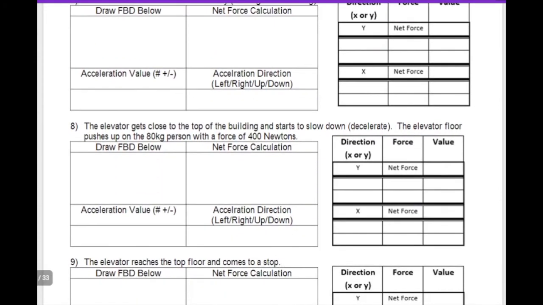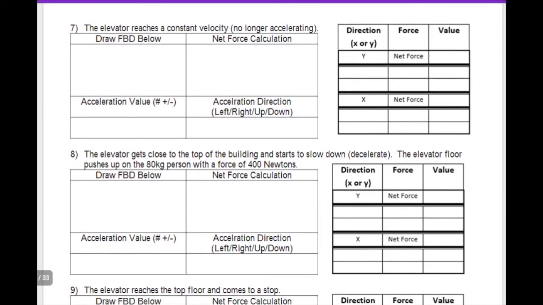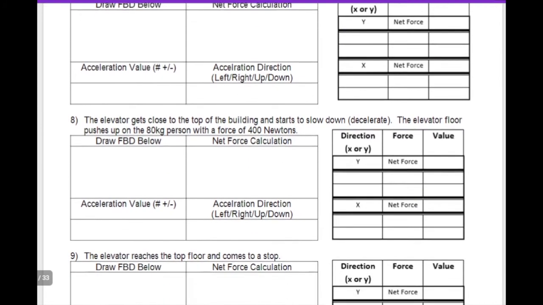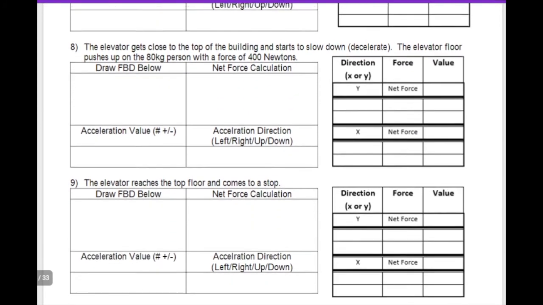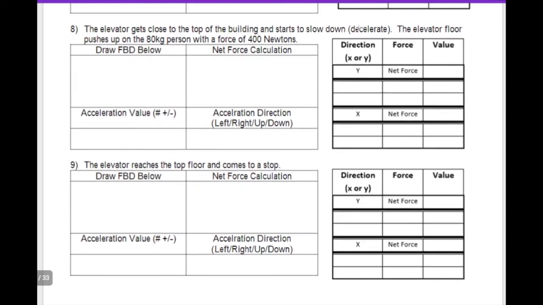Let's take a look at number 8. So number 8 says the elevator gets close to the top of the building and starts to slow down. We say decelerate, just meaning like negative acceleration. The elevator floor pushes up on the person with only 400 newtons now. So again, I have force gravity pointed down, and this time force normal is not as big because it tells me that it's only 400 newtons. So this right here is my force normal.